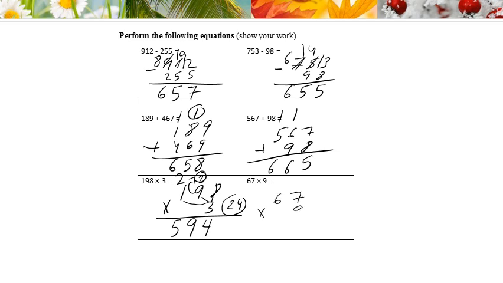67 times 9. So I have to multiply 9 times 7 and also 9 times 6. 9 times 7, it will give us 63. 3 will be put here and 6 will be put over the tens. 9 times 6 equals 54. It will give us 60. Okay?